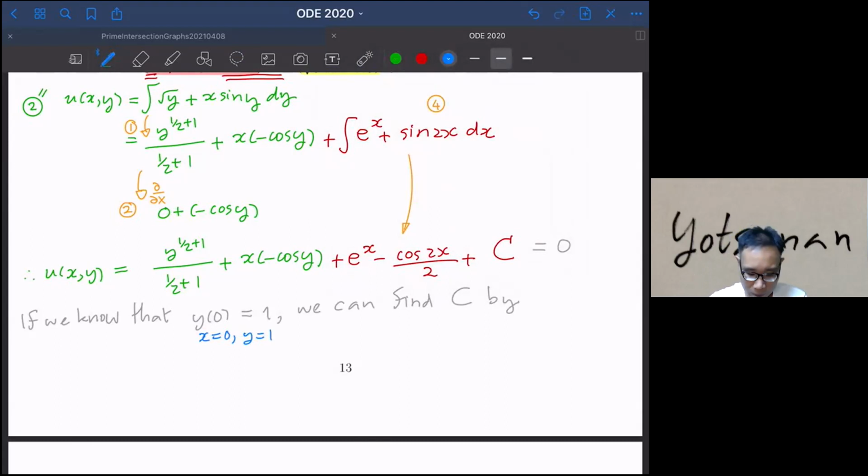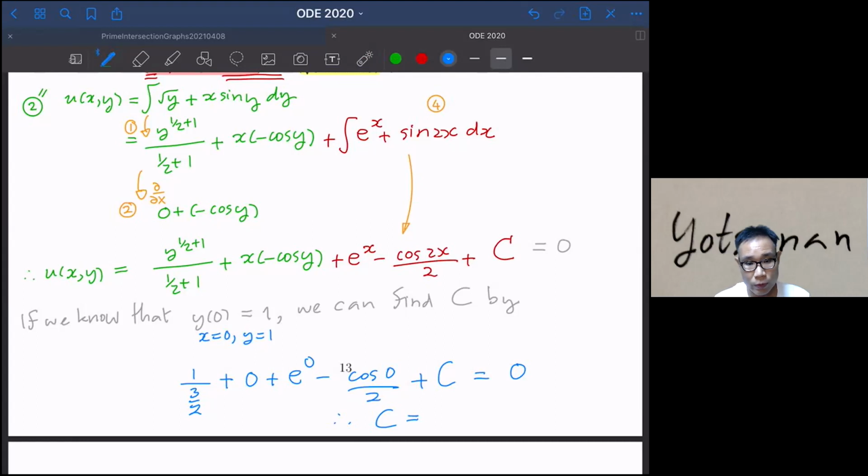So you have x equal to 0 is going to turn out y equal to 1, so it's going to be 1 over 3 half plus 0. And you have e to the 0, and you have cos 0 over 2 plus c equal to 0. So this one will be just 2 half. So you would have c.